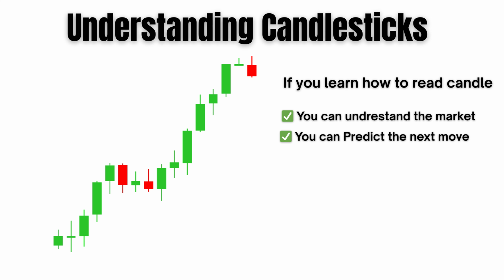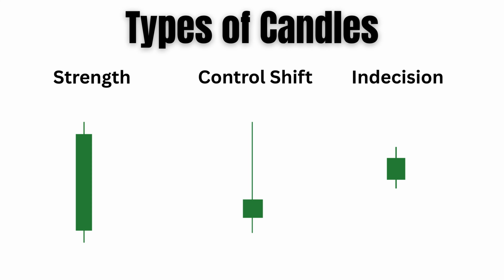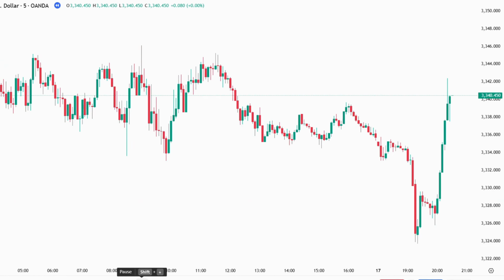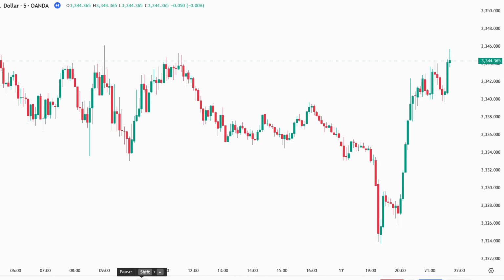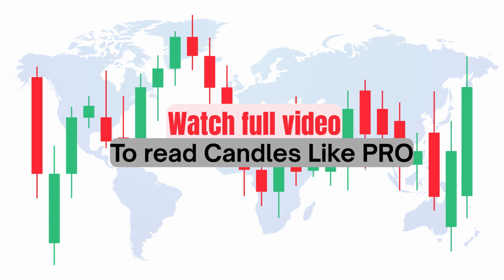In this masterclass, we'll break everything down to 3 powerful candle types: strength candles, control shift candles, and indecision candles. And we'll work through real live examples to show how these 3 types repeat across every market and every time frame. By the end of this video, you'll have a complete candlestick playbook you can apply tomorrow.